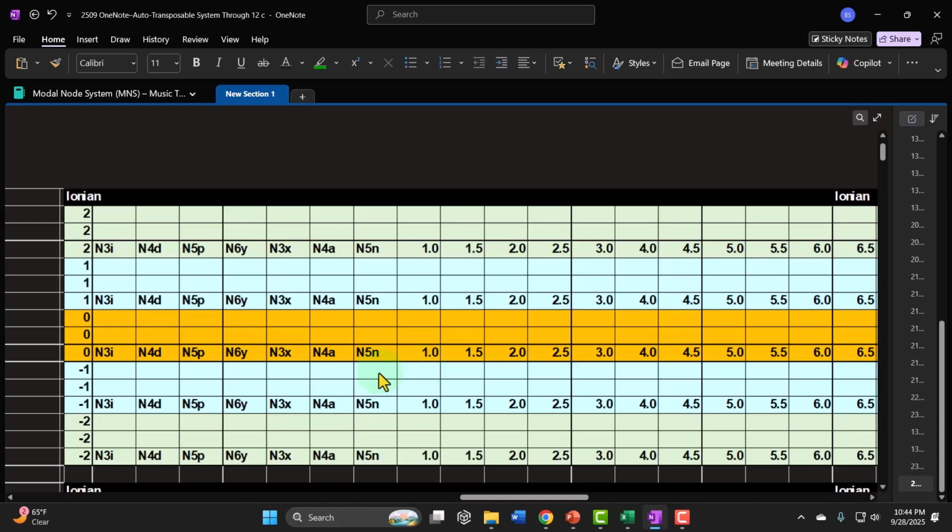And then the other thing that would be nice is that if I want to rotate the song or part of the song from Ionian to Dorian, this whole thing should be shifting forward. So there's 2 things that we can write here.